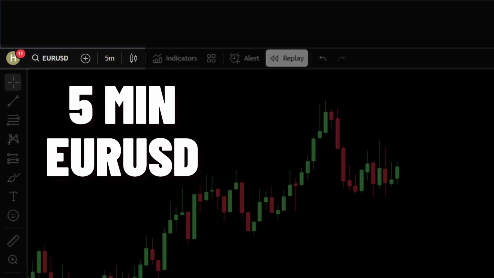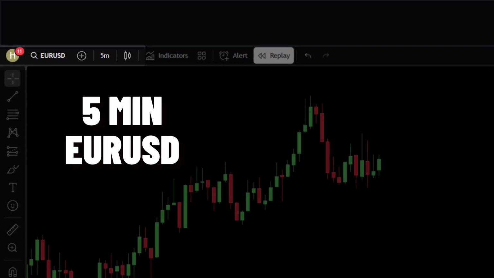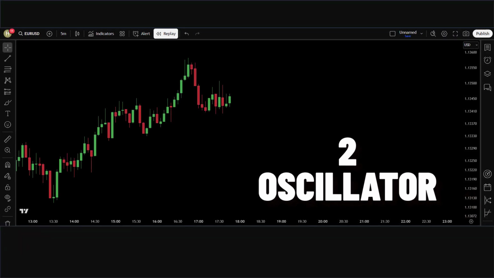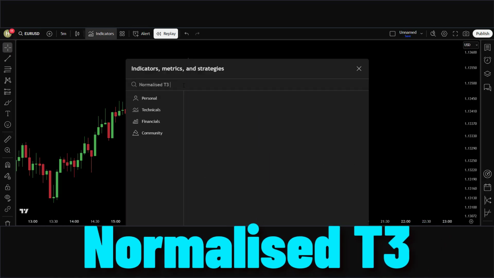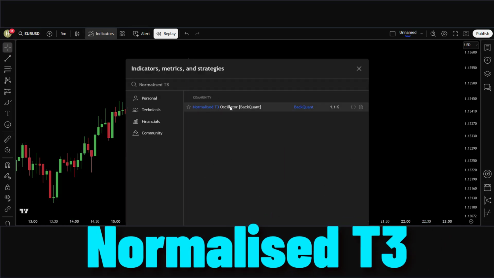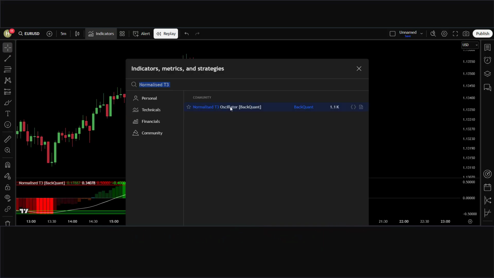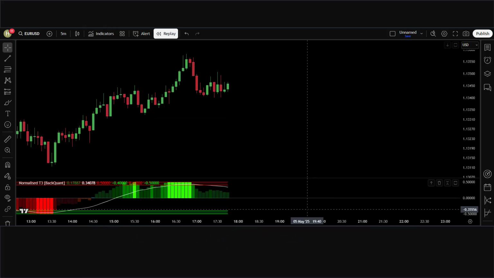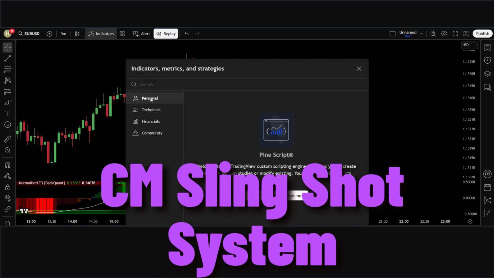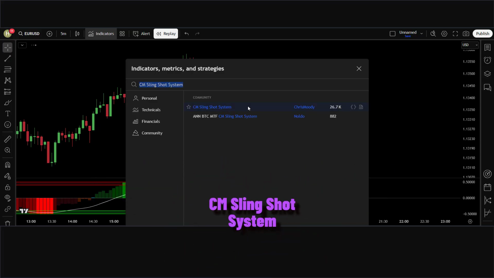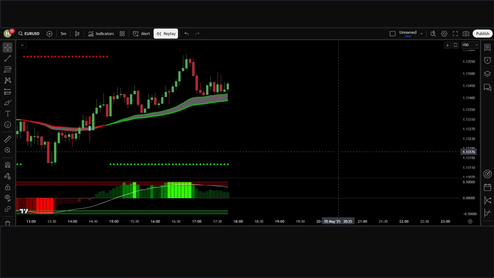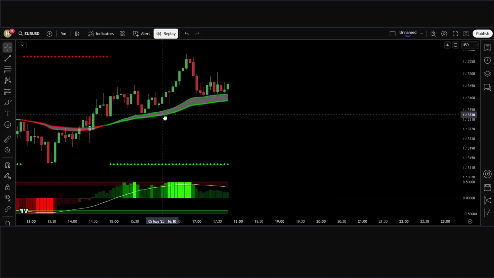We are going to test this strategy on the 5-minute time frame on the EURUSD chart. In this setup we would require two indicators. The first indicator name is Normalized T3. We have to apply another indicator on the chart. The second indicator name is CM Slingshot system. Keep the indicator settings as I have shown here.